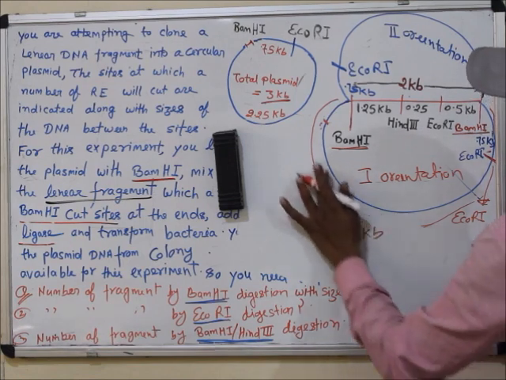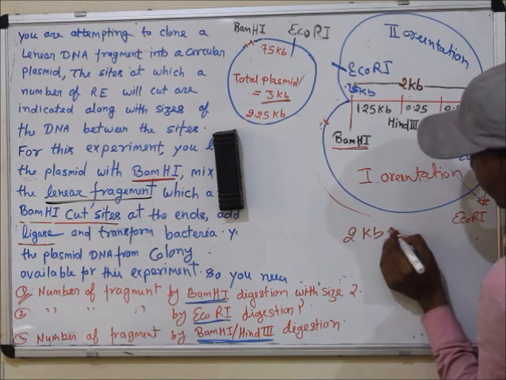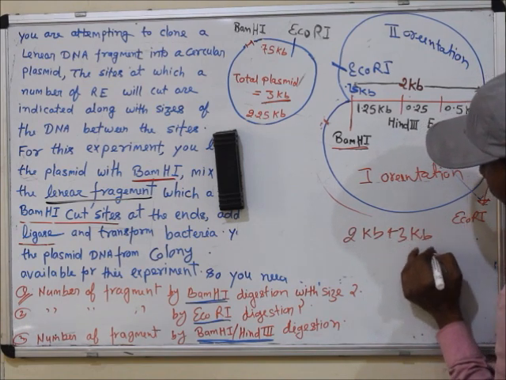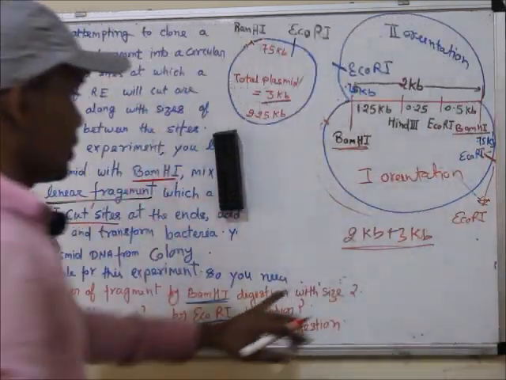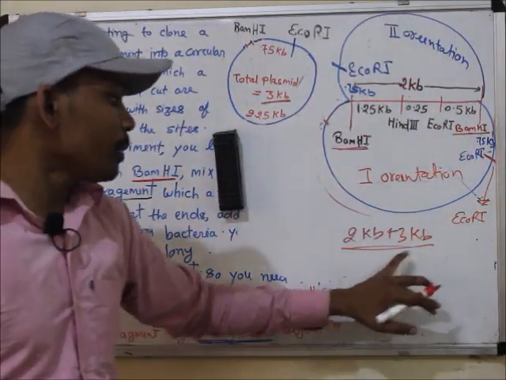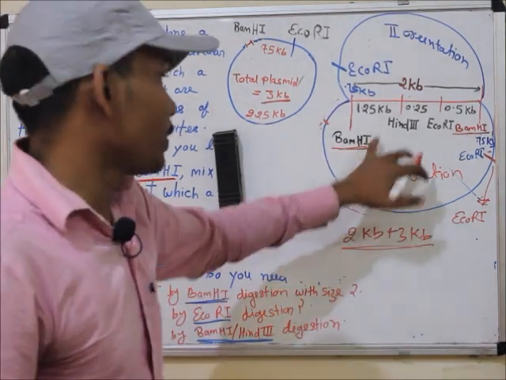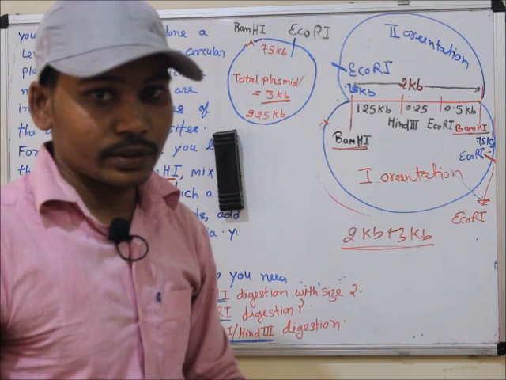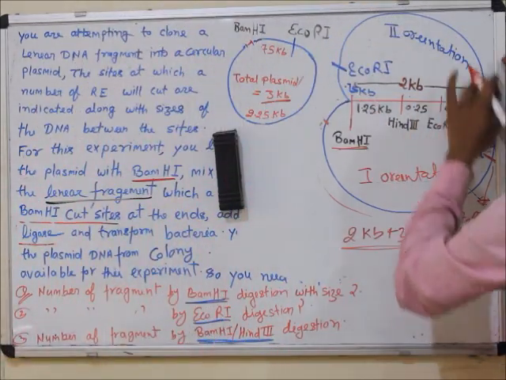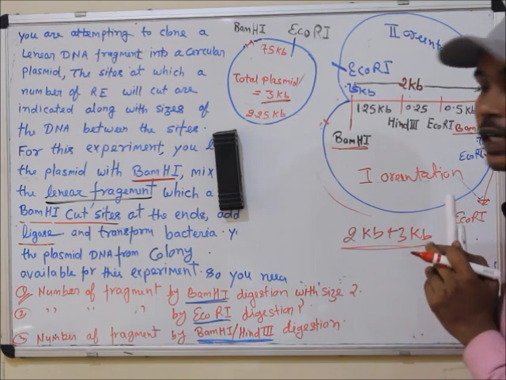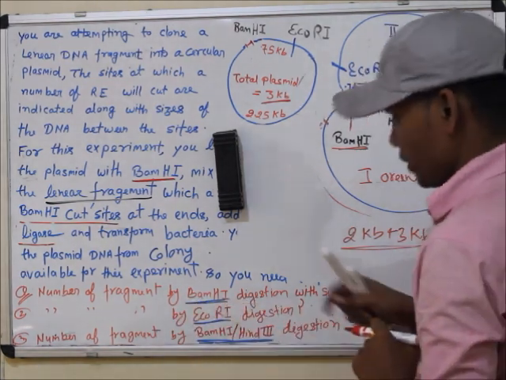Then what happens? Plus 3 kb after digestion with BamHI. Two fragments will be obtained, 2 kb plus 3 kb, in the first orientation if the ligation occurs in this orientation. And the other way, if ligation occurs in this orientation, then what will be the fragments by digestion with BamHI?